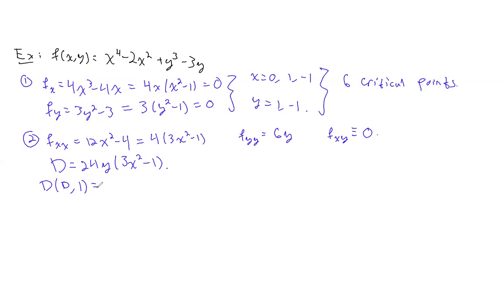So d of 0, 1 is negative 24, which is negative, that's a saddle. d of 0, negative 1 is going to be 24, which is positive. But fxx at 0, negative 1 is negative. So that's going to become a local max.